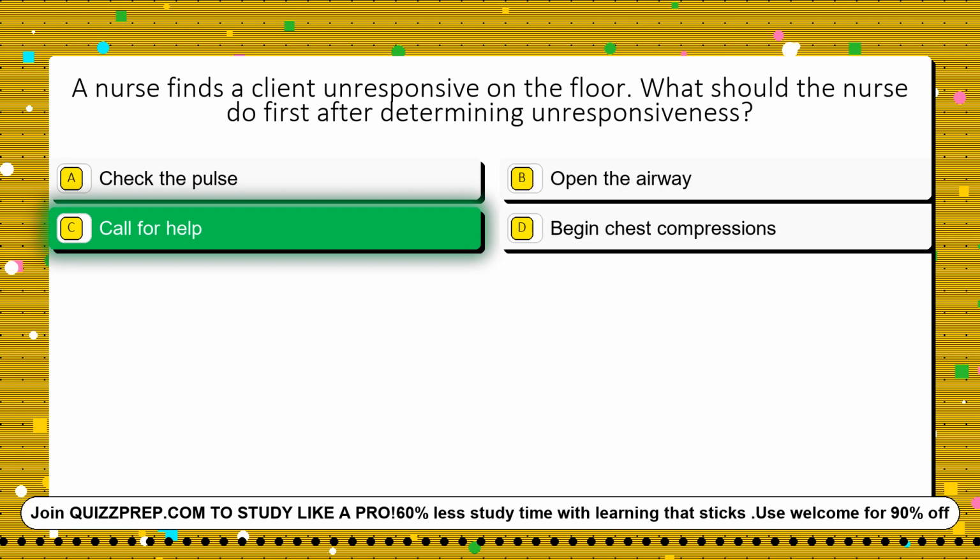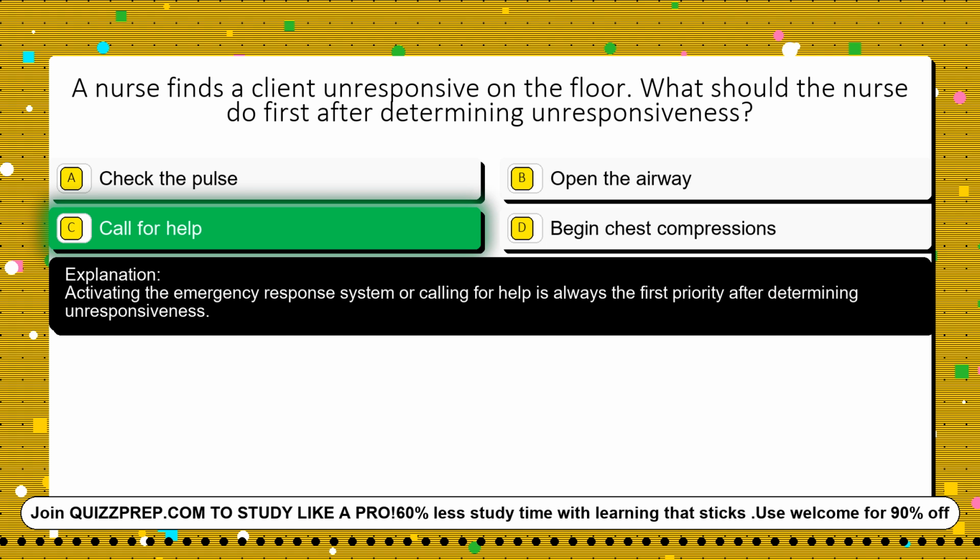The correct answer is option C, call for help. Activating the emergency response system or calling for help is always the first priority after determining unresponsiveness.